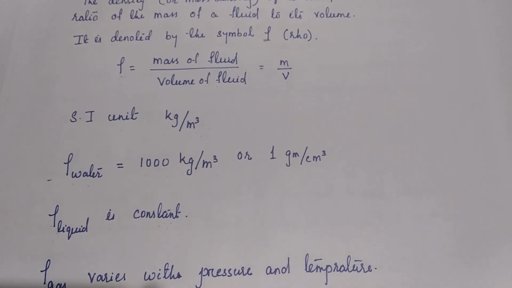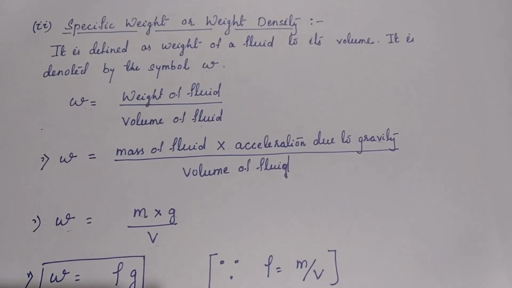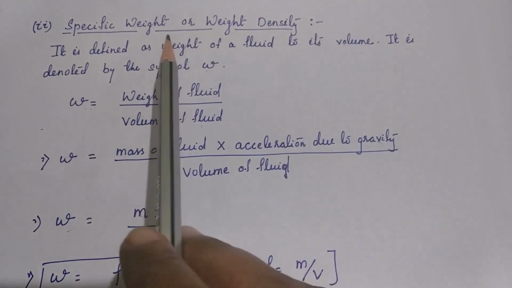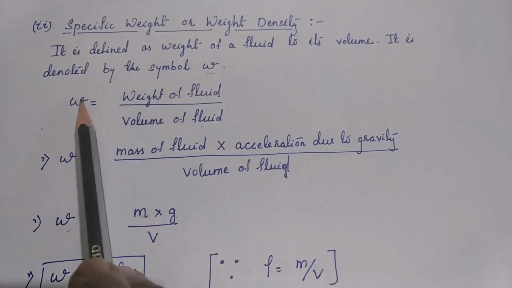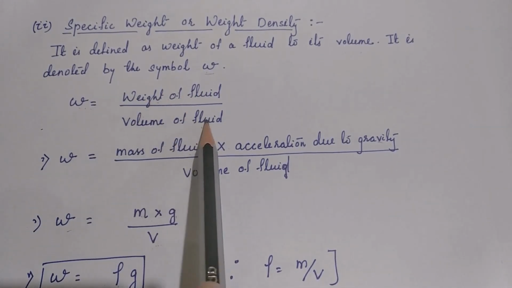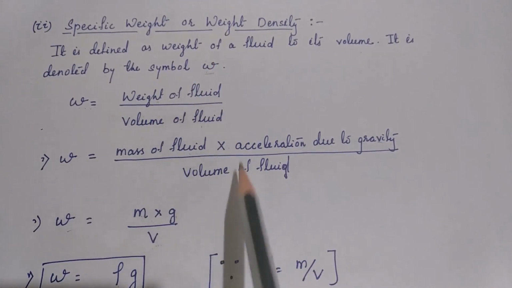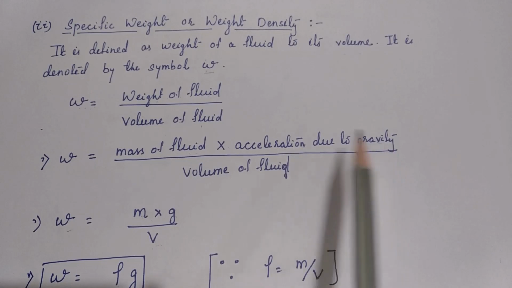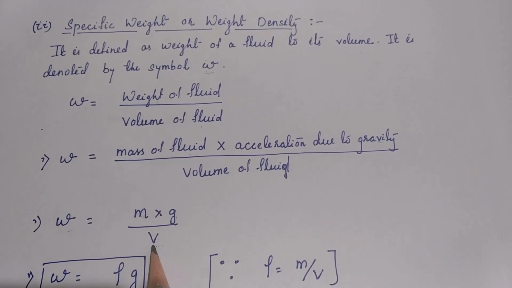The next property we will discuss is specific weight, or weight density. It is defined as the weight of a fluid to its volume, and specific weight is denoted by the symbol small w. It is written as small w equal to weight of the fluid by volume of the fluid. This is from the definition itself. Weight of the fluid can be written as the product of mass of the fluid and acceleration due to gravity. Mass of the fluid is denoted as m and acceleration due to gravity is g. Volume of the fluid is denoted as capital V. So small w equal to mg by V.